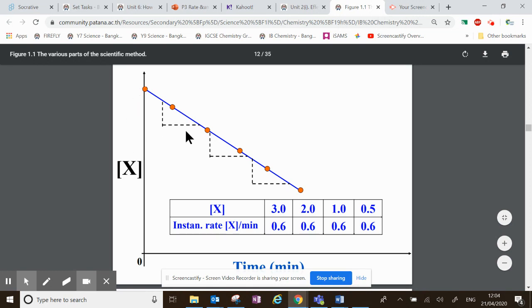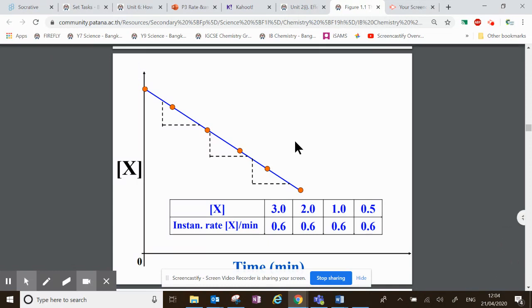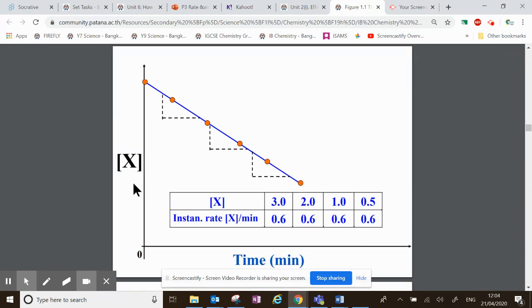The reason for this is going to be something to do with mechanisms. We'll do that separately later. But what can we say about the relationship now between X and the rate of reaction? In other words, what is the order of reaction with respect to X?